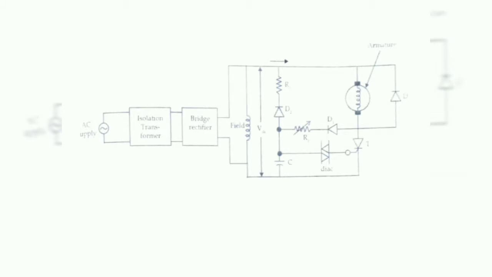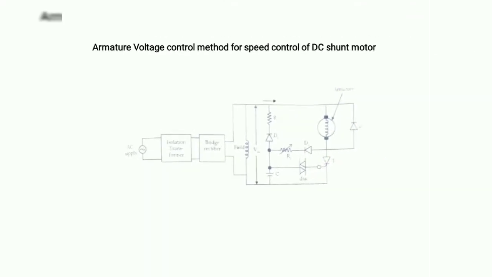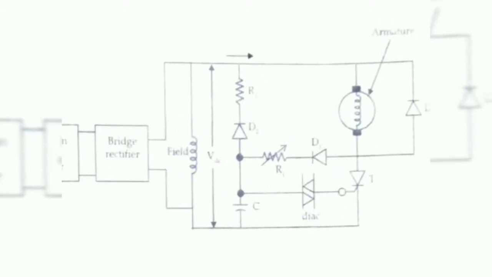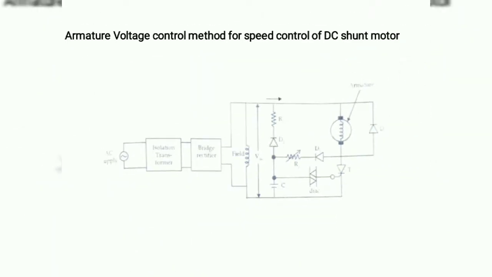That armature voltage level can be controlled by the SCR T, whose anode and cathode are connected in series with the armature winding. This is the armature winding. The diode D3 acts as a freewheeling diode when the SCR turns off.